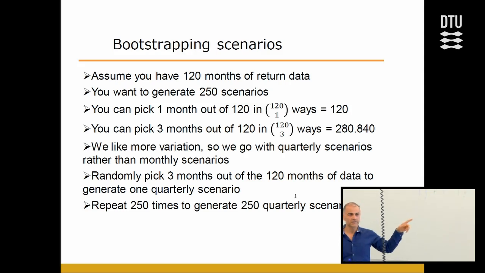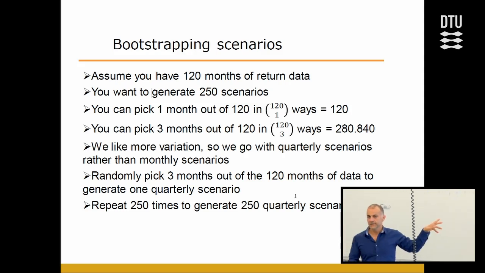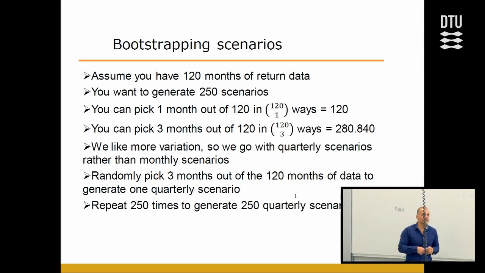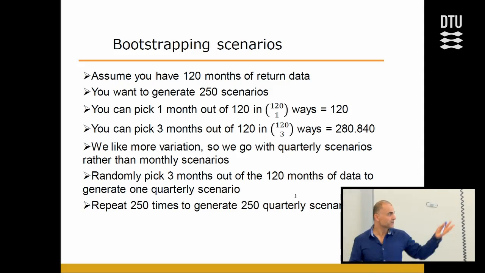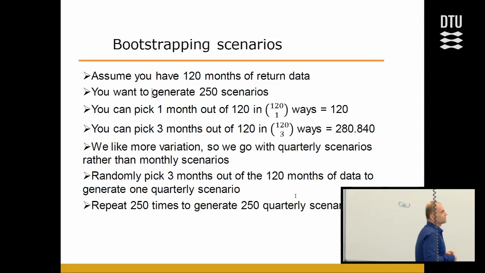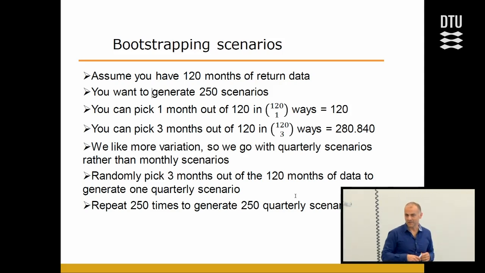You can also calculate this in Excel. I actually give you an assignment to play with that. I think in Excel it's called combin or something like that, and it's a formula in Excel. You write 120 and 3, and you will get that number as well. 280,840 is the answer, so you don't need to implement the factorial function. Right, so that's quite a lot, quite a bit more than 120.